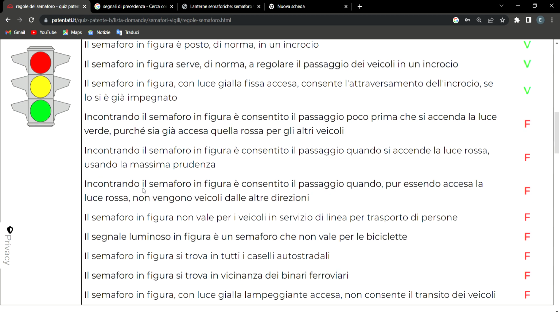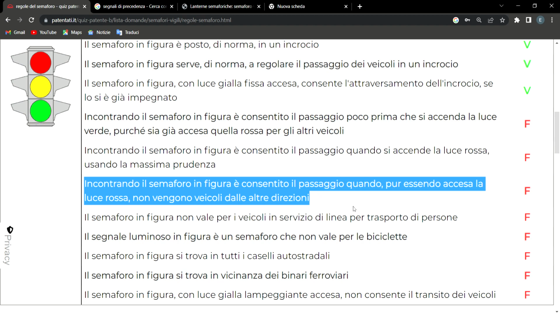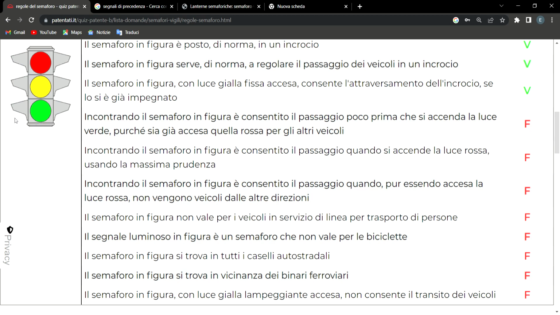Another one again, he says, "il contratto in semaforo in figura è consentito." This word consentito simply means continue. You understand? "Il passaggio quando, essendo accesa la luce rossa, non vengono veicoli della altra direzione." So he's simply saying that when the red light is on, you have to transit if other vehicles are not coming. So when you are in this junction, whether vehicles are coming or not, whenever the red light is on, you have to stop. You don't need to transit. So this is the reason why this one is faster.